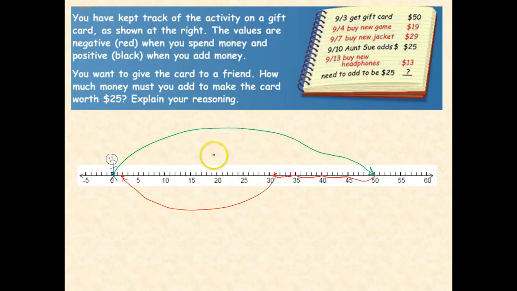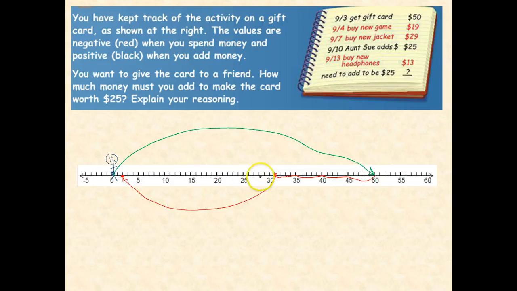Oh man. So I can't use this thing, right? Until 3 days later when Aunt Sue adds $25. Thank you, Aunt Sue. Alright, so I'm at 2. So if I go up 10, it'll put me at 12. If I go up 10 more, that's 20. It'll put me at 22. And then 5 more. 1, 2, 3, 4, 5.